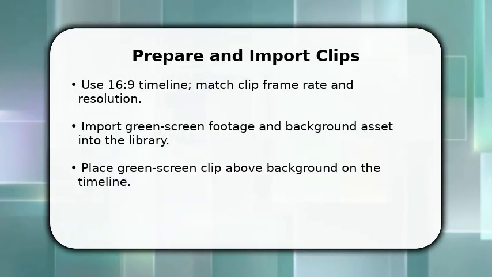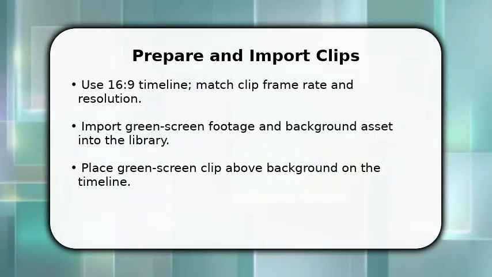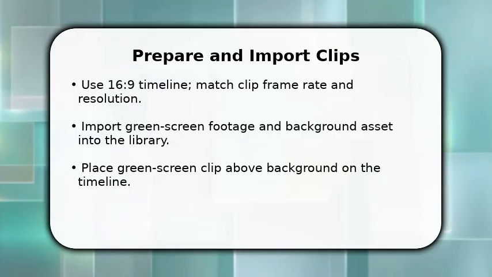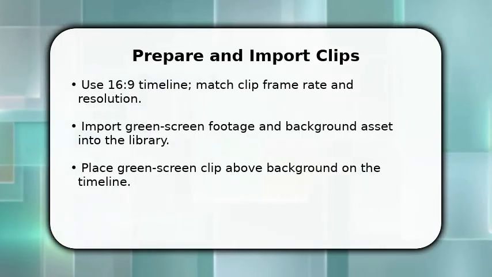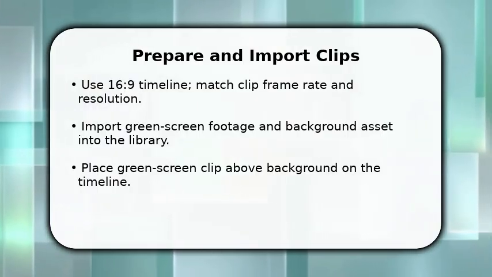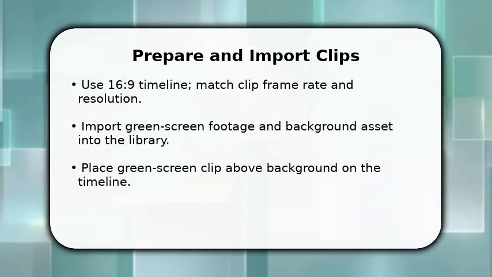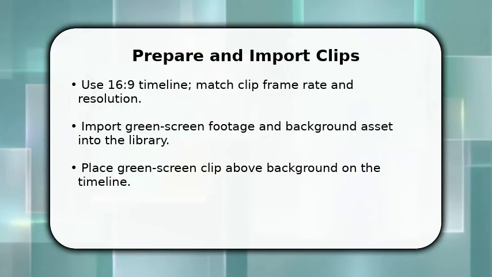You start by preparing assets and matching settings so Keyer behaves predictably. Import your green screen footage and the background image or video into the library, then create a 16:9 project that matches frame rate and resolution. Drag the background onto the timeline, then place your green screen clip directly above it on a higher track.